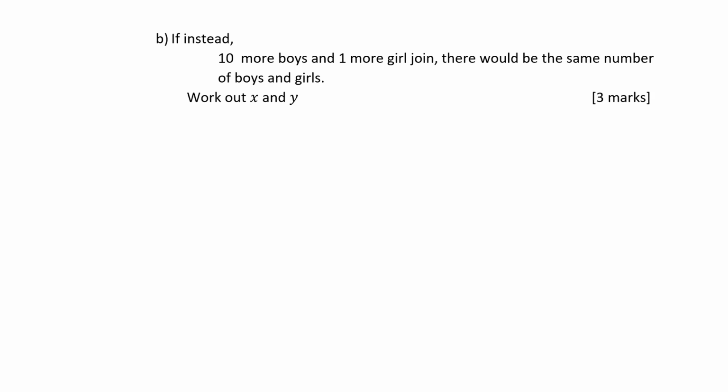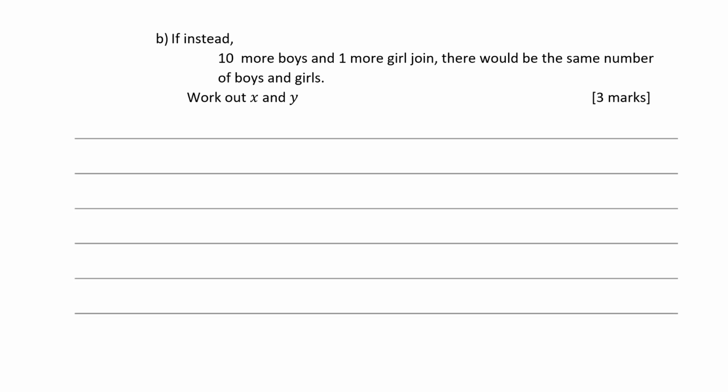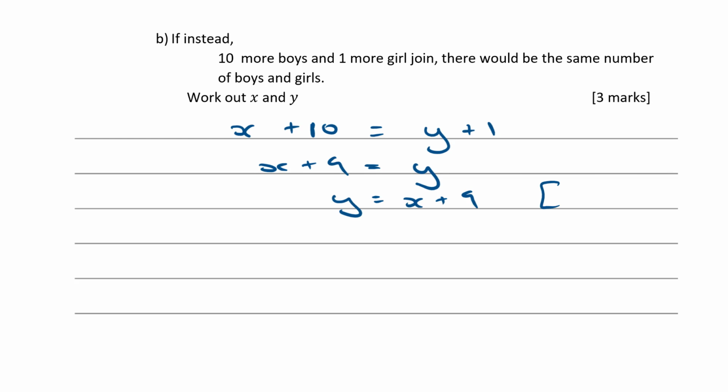19b says, if instead 10 more boys and 1 girl join, there would be the same number of boys and girls. So that means if I take x and I add on 10, that's going to be equal to y plus 1, isn't it? Okay, so that's going to give us a second equation. Taking 1 from both sides, I'm going to get y is equal to x plus 9. So that's my second equation.